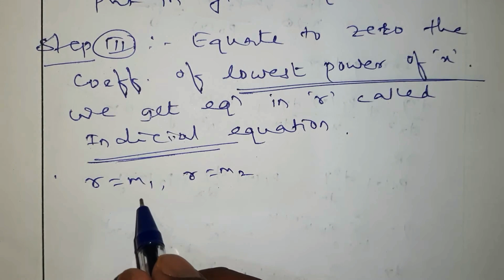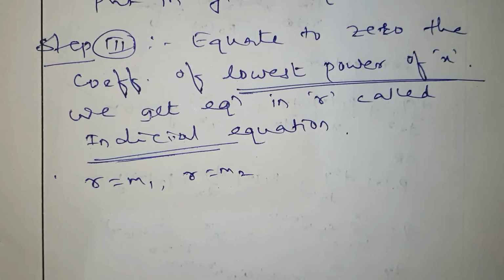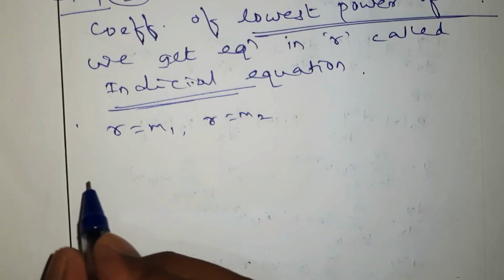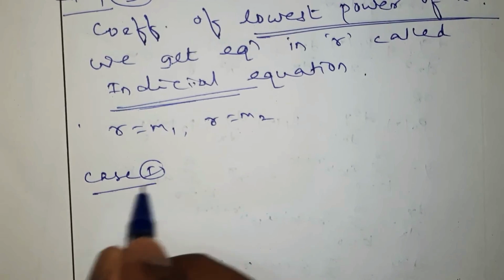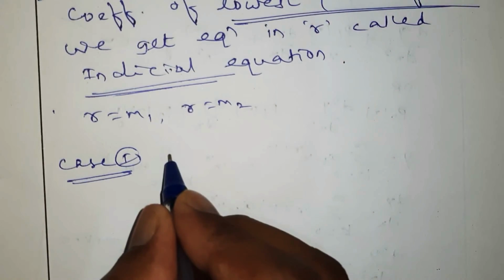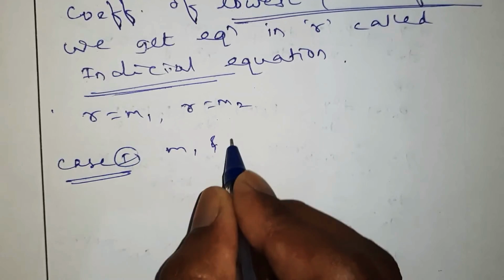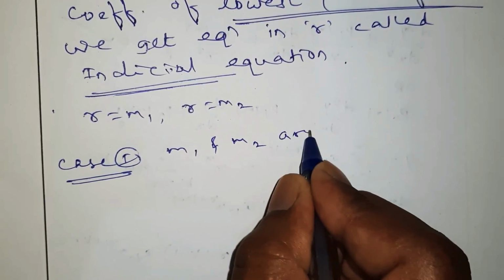Now if these two roots are equal, there is a different solution. If these two roots are distinct, there is a different solution. If these two roots are multiples of each other, a different solution. So there are three cases here. So that is our step fourth, you may call it, or case first. Case first is these two roots m1 and m2 are distinct.